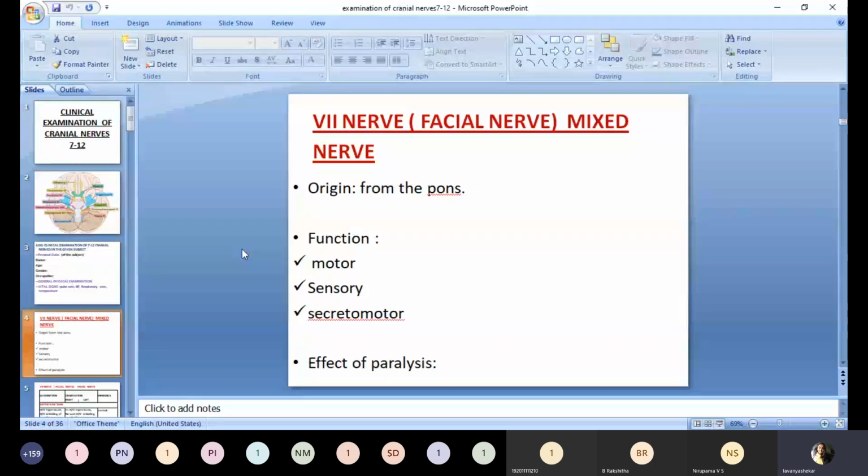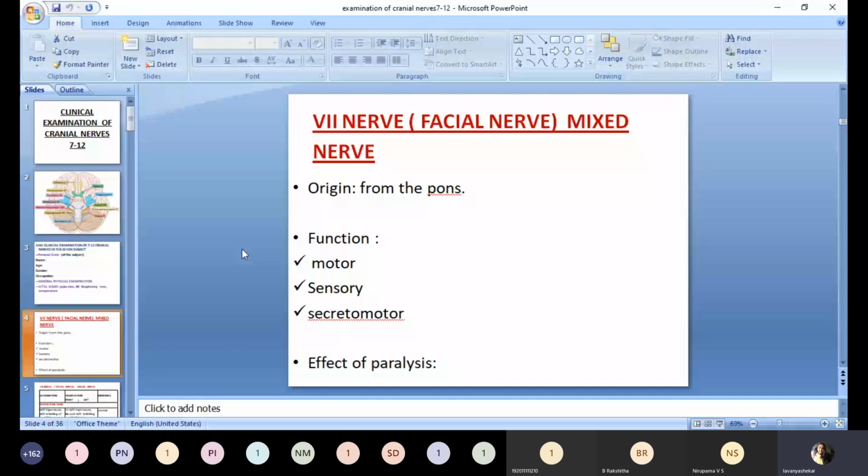And also it has secretomotor fibers, which supply your lacrimal gland and all the salivary glands except for your parotid gland. That is, it supplies your sublingual and the submandibular salivary gland. So it also controls salivation as well as tear formation, as it supplies your lacrimal and the salivary glands.